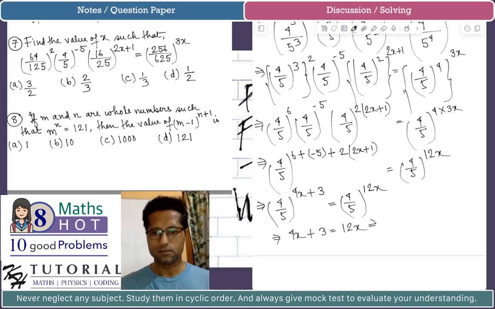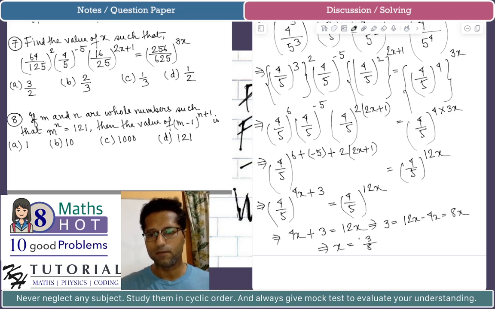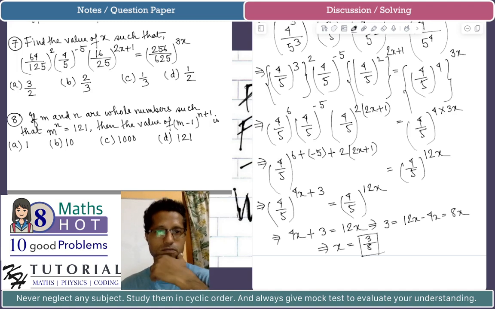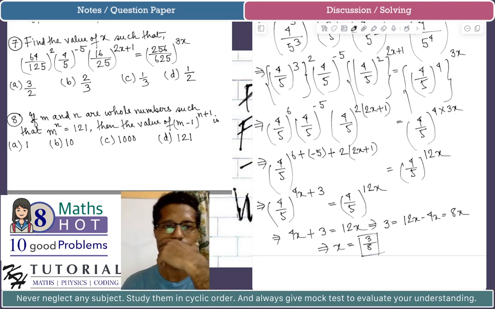So this is a linear equation in x. We will get 3 equal to 12x minus 4x, which is equal to 8x. This implies x equals 3 by 8. I am having an answer 3 by 8, but it is not there in the choices. The choices are 3 by 2, 2 by 3, and 1 by 3 and half.